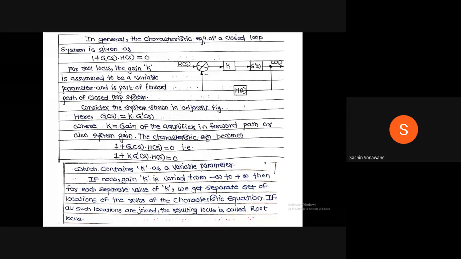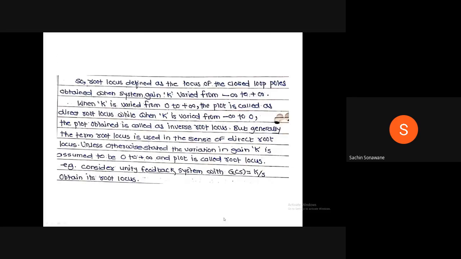If now gain K is varied from minus infinity to plus infinity, then for each separate value of K, we get a separate set of locations of the roots of the characteristic equation. If all such locations are joined, the resulting locus is called root locus. So root locus is defined as the locus of the closed loop poles obtained when the system gain K is varied from minus infinity to plus infinity.